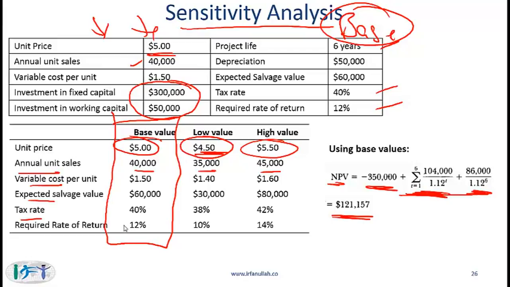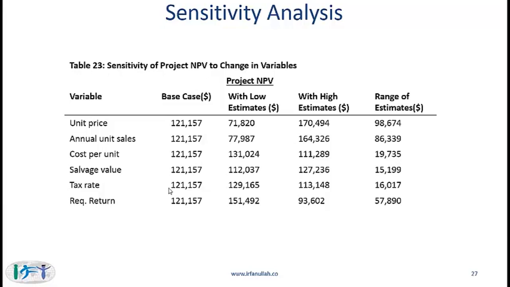On the next slide, we will do the sensitivity analysis, where we will change one variable at a time and look at the impact on NPV. So let's do that over here. Starting with unit price. With unit price, what was the base case? Base case was a unit price of 5.